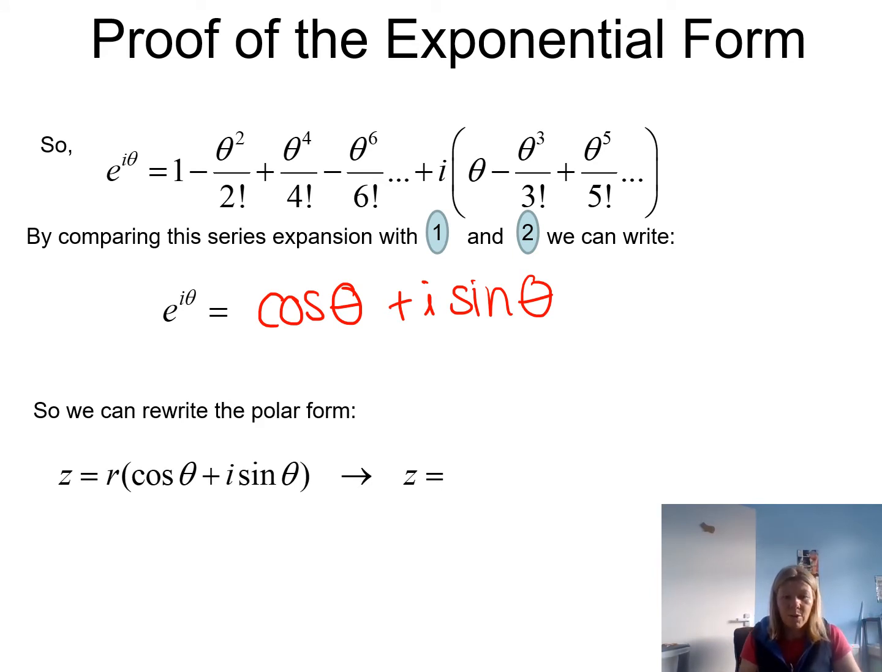So in polar form, we've just got an r in front of it, haven't we? So that's r cos theta. So we can just replace that cos theta plus i sine theta with e to the i theta. So we write z equals r e to the i theta. And that's the exponential form, from polar to exponential. Easy to see with Maclaurin.